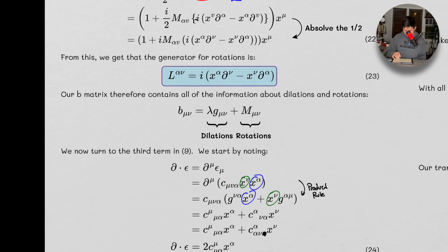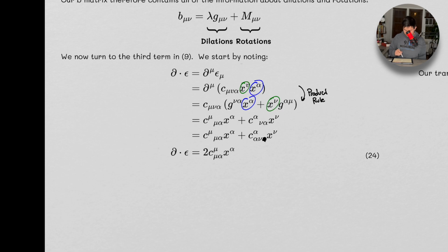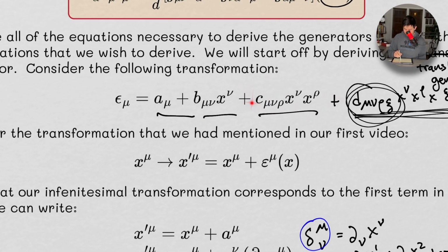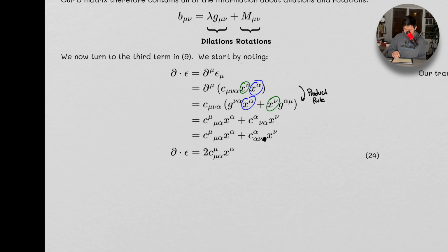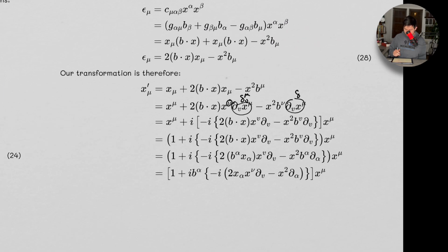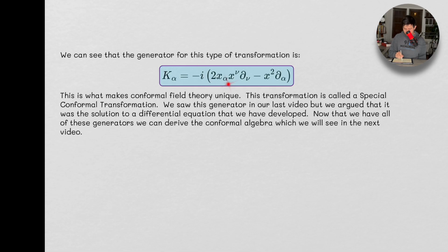our this C guy, right? So it's associated with this transformation here as part of the transformation. And this is what's called the special conformal transformation generator. This transformation is being the special conformal transformation. All right. We've derived all of these guys. That was a lot of work, but now we can start constructing our algebra.